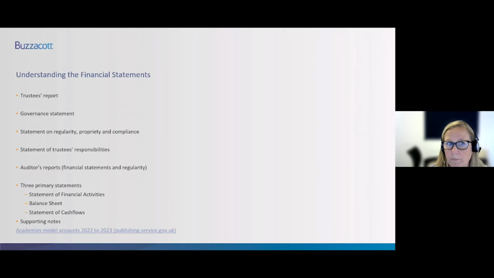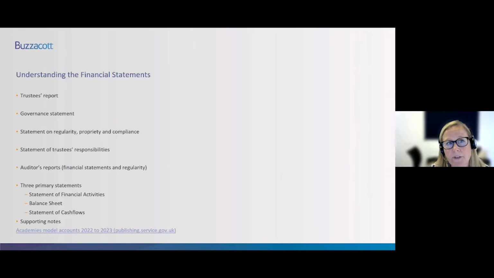However, I would say do make sure that you are considering that template text, as it were, and making sure that you are adapting that to your individual trust's operations and requirements. The ESFA have picked up on this and have said that in some cases standard text is used without it being tailored sufficiently to individual Academy trusts.